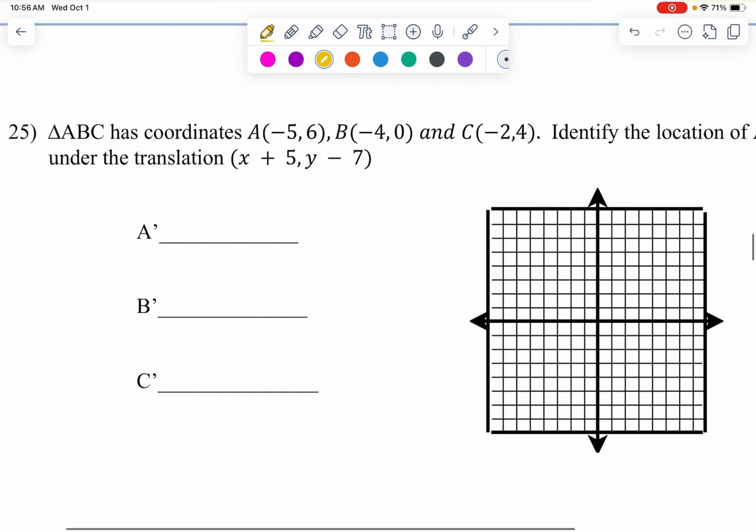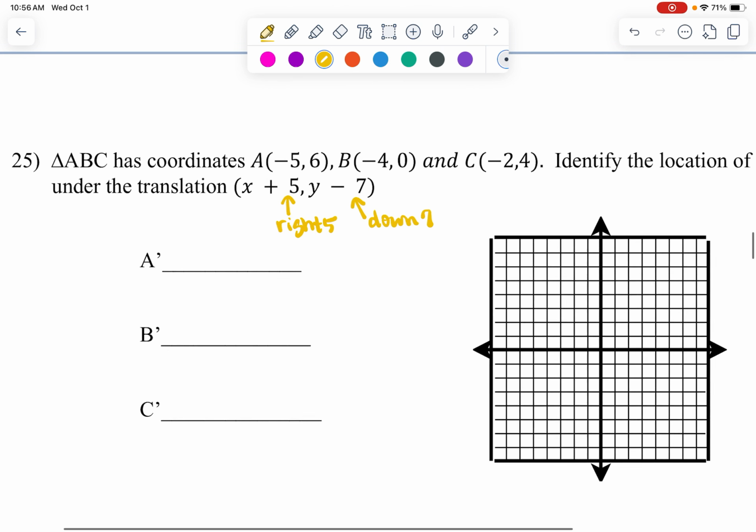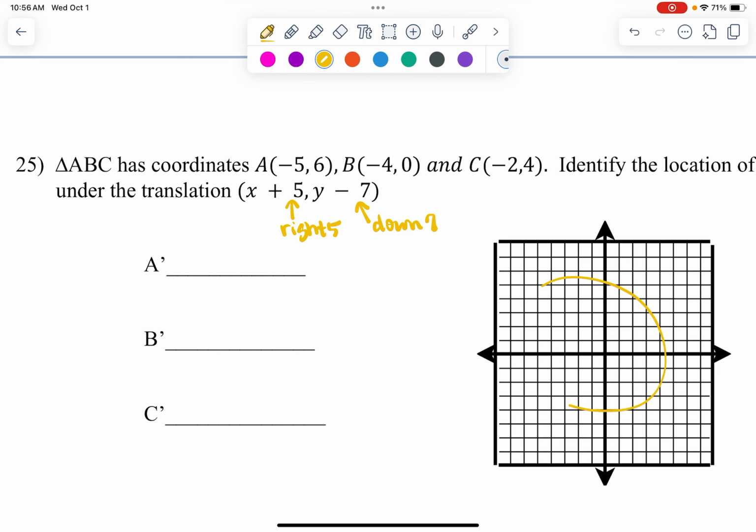Okay. All right, this one we're doing a translation, right? So they're giving us the mapping rule. Remember, +5 just means we're going right 5, and the -7 on the y means we're going down 7. So every point is just moving right 5, down 7. You can either graph that over here and then apply the movement, or you can literally just do what it's telling you to do and add 5 and subtract 7 from every single one of these points. Add 5, minus 7. Add 5, minus 7.